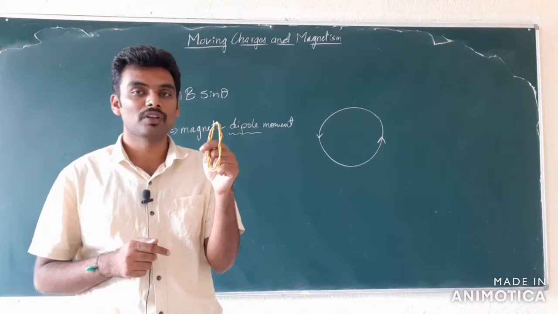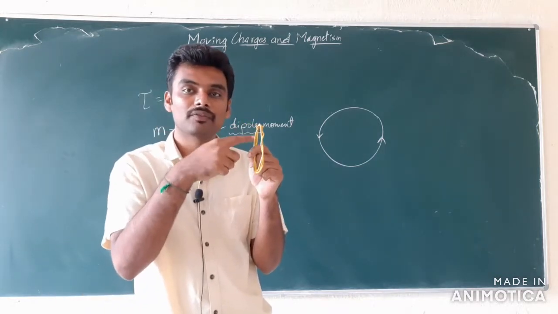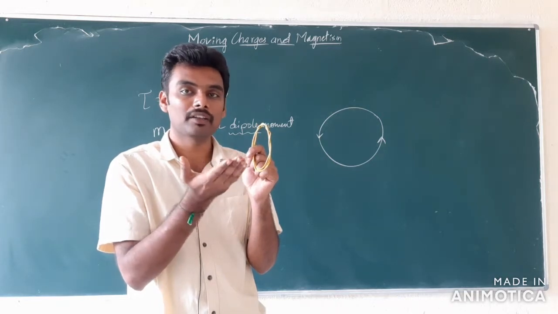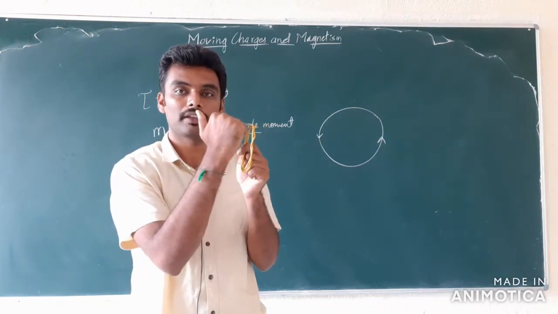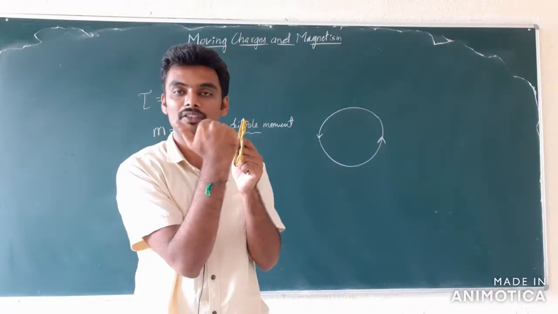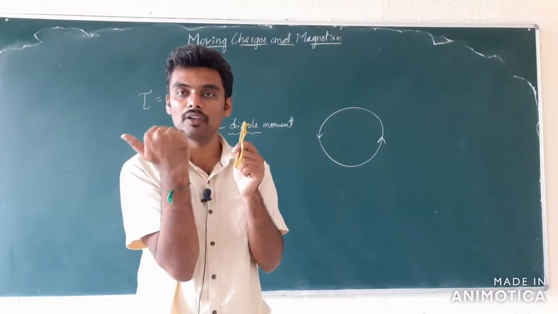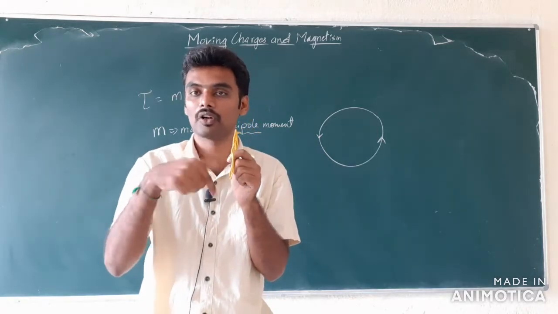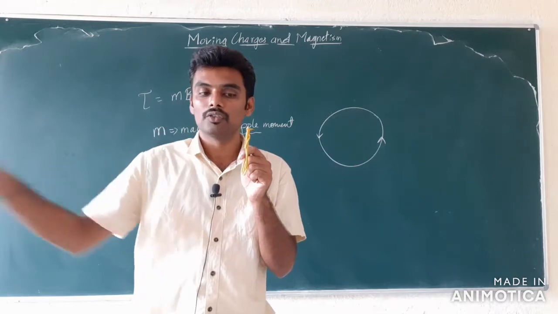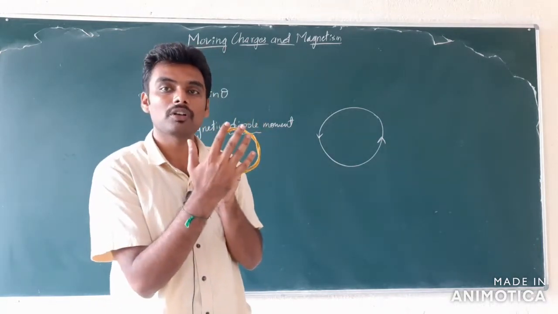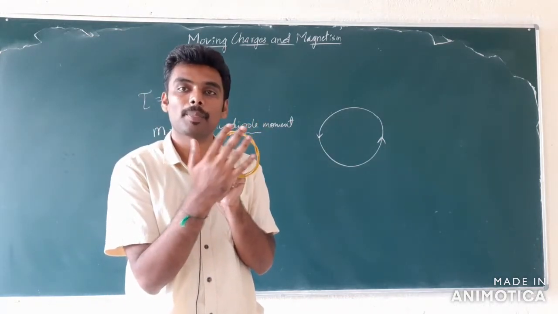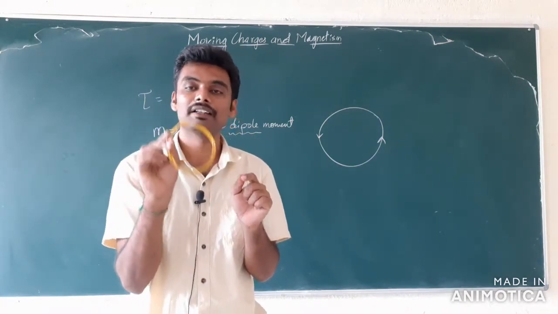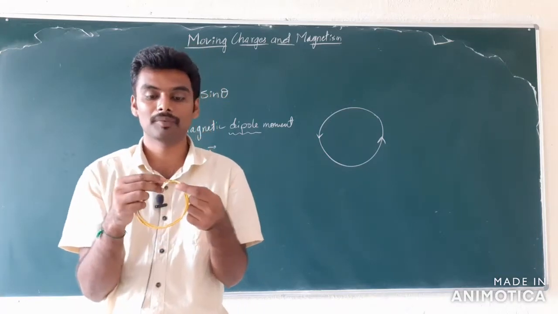So if this is the situation and current is flowing like this, now what is the direction of the magnetic field? Right hand thumb rule. So the direction of the magnetic field is like this, which means the magnetic field is going away from the coil. So this acts as the north pole of the magnet, or I can call it a magnetic dipole. So a current carrying conductor itself is a magnetic dipole. Keep that in mind.